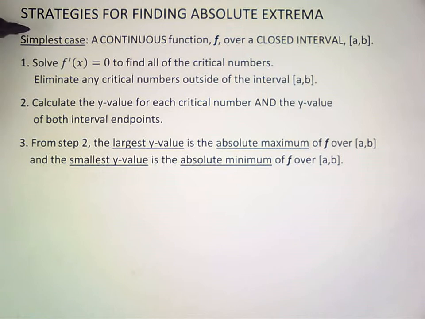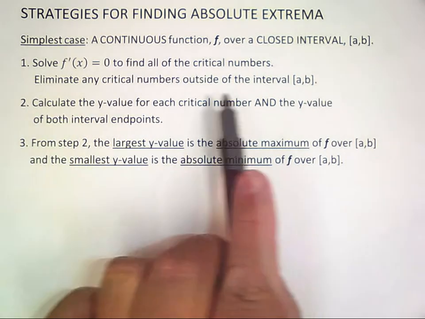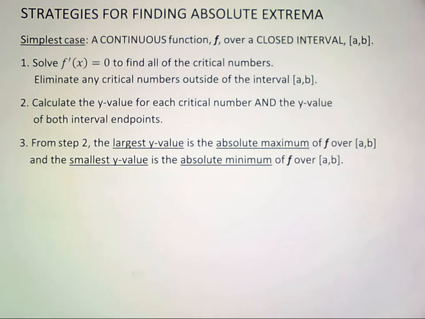In order to find the absolute extrema for that case, the first thing you want to do is what you always do when you're finding relative extrema, and that is take the derivative of the function, set it equal to 0, and find your critical numbers. If there are any critical numbers that fall outside of the interval from a to b, then you don't consider those, but you keep all the ones that are inside of the interval from a to b.